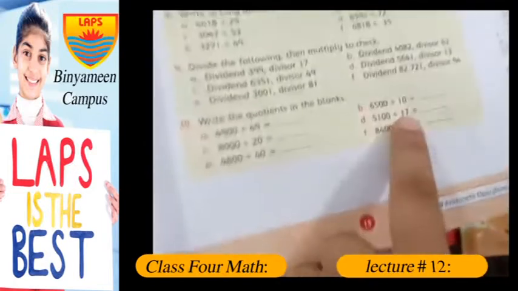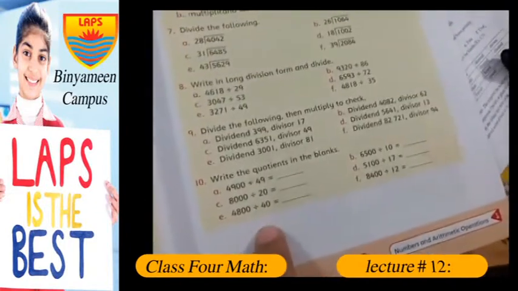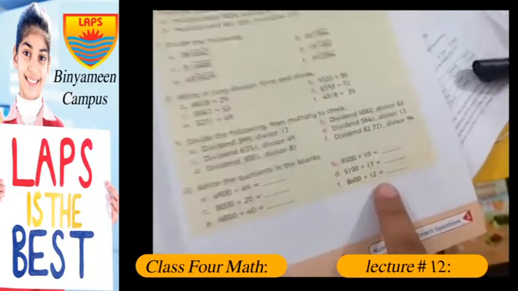Now for the other ones, I can tell you the answers. 17 3s are 51, so the answer will be 300. And similarly, this problem and this problem could be solved like that too.